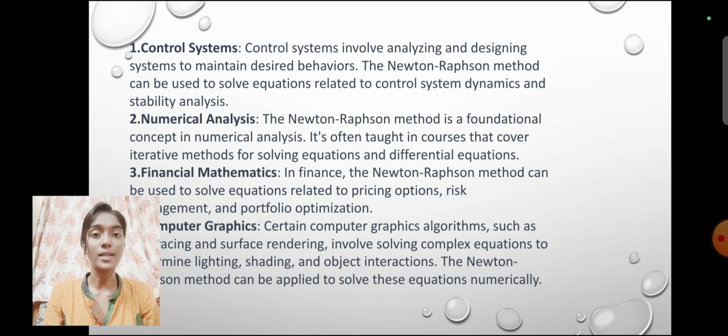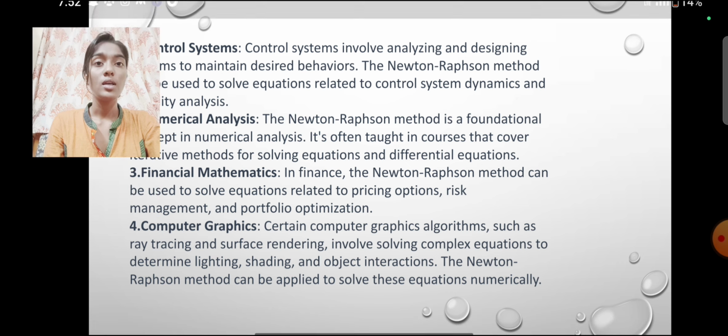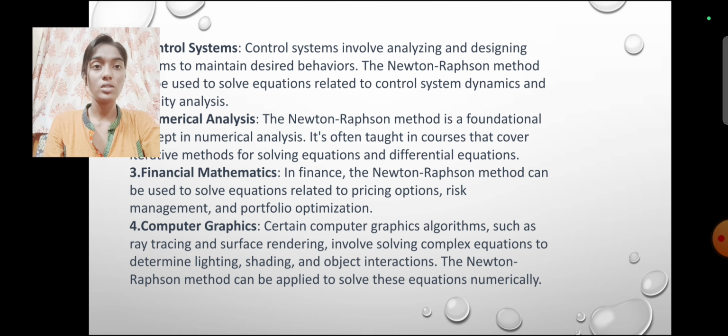The third one is financial mathematics. In finance, the Newton-Raphson method can be used to solve equations related to option pricing, risk management, and portfolio optimization. The fourth one is computer graphics. Certain computer graphics algorithms such as ray tracing and surface rendering involve solving complex equations to determine lighting, shading, and other interactions. The Newton-Raphson method can be applied to solve these equations numerically.